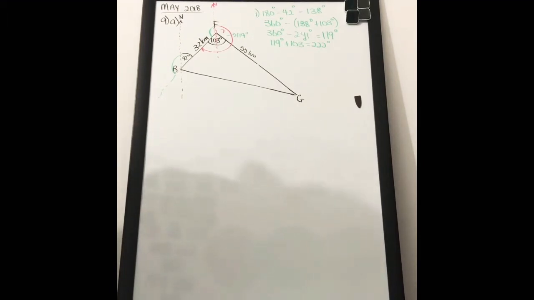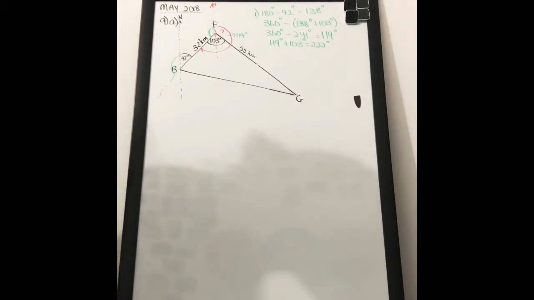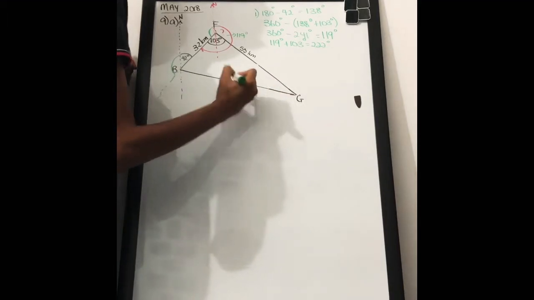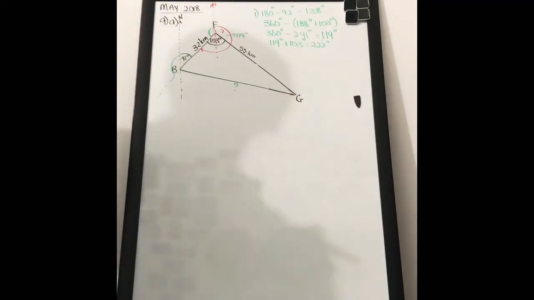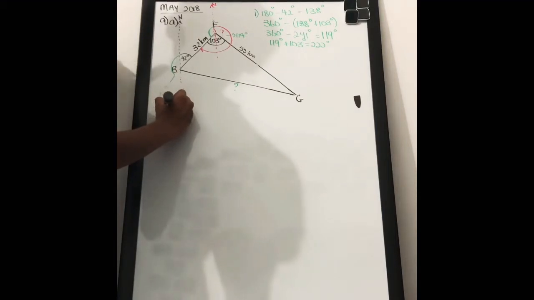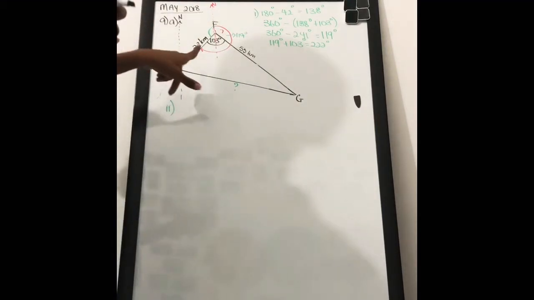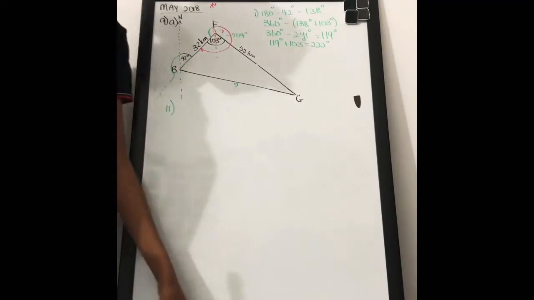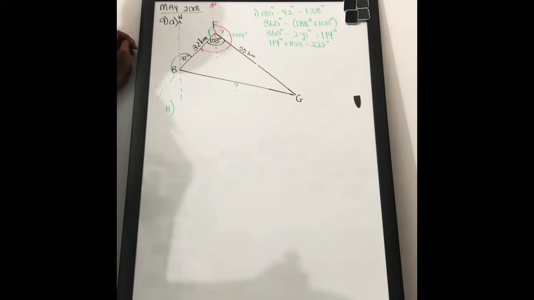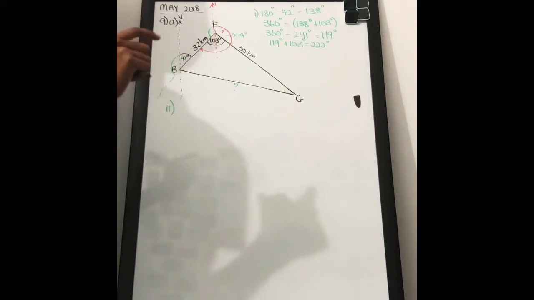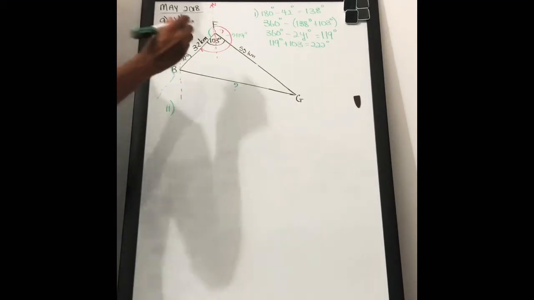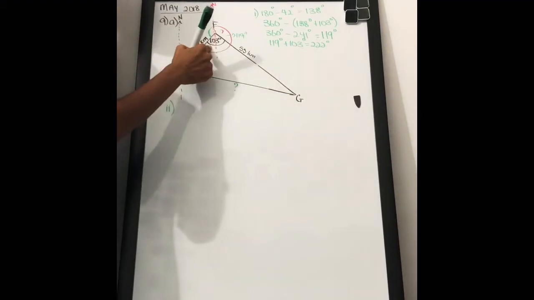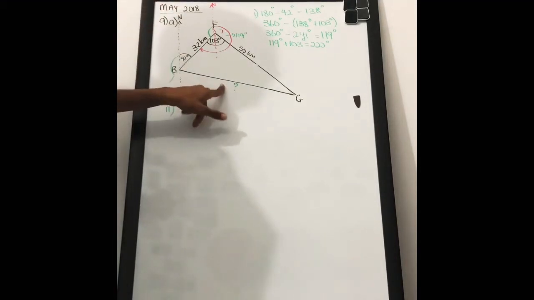For the second part, they wanted us to calculate the distance BG, giving the answer to 1 decimal place. So we want the length of the line BG. Now this is not a right angle triangle, so we have to use either the sine or the cosine rule. We could use the cosine rule here. For the cosine rule, you must have 3 sides, or 2 sides and the angle in between. So we would use the cosine rule to find this side here.